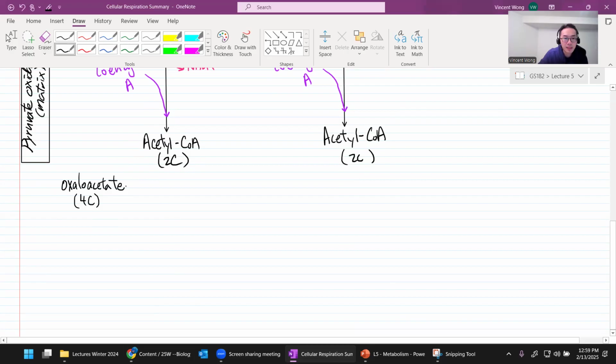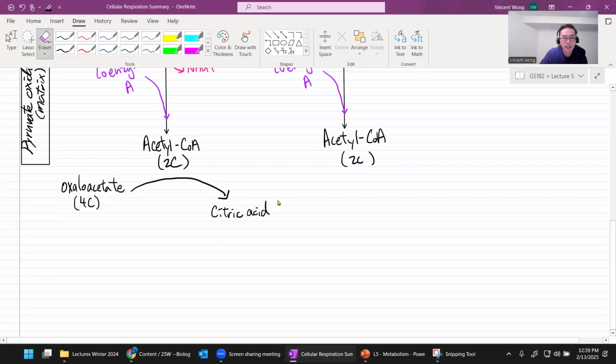So the first thing that happens in the Krebs cycle is that this oxaloacetate is going to combine with the acetyl-CoA, and then you will get citric acid. Okay, citric acid. That's why the Krebs cycle is also called the citric acid cycle, because it's the first product that you get. And this would be 6 carbon. 4 plus 2 is 6.